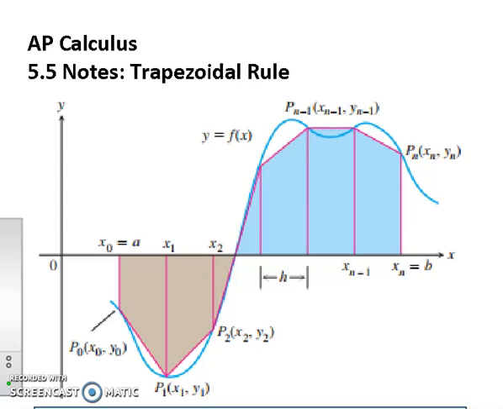This is the first video in AP Calculus in section 5.5, which is on the trapezoidal rule. Up to this point, we have found area under a curve using geometric properties if it forms an exact geometric shape like a triangle or a rectangle or a portion of a circle. And then we've also estimated area under a curve using rectangles: left endpoint, right endpoint, midpoint rectangles.